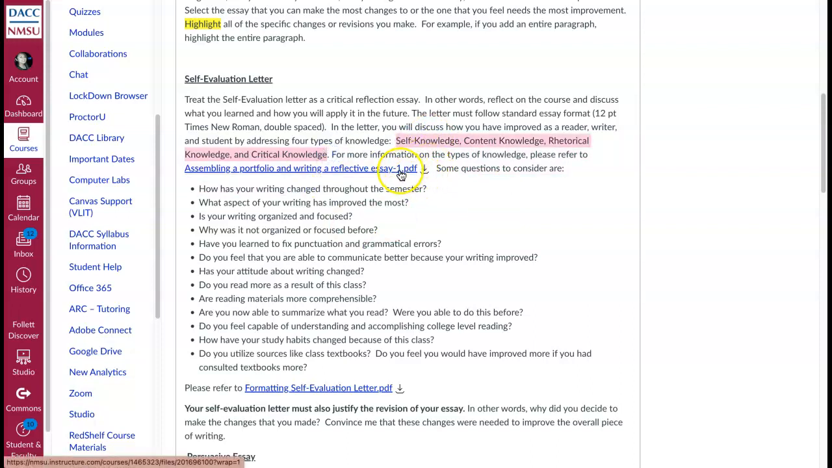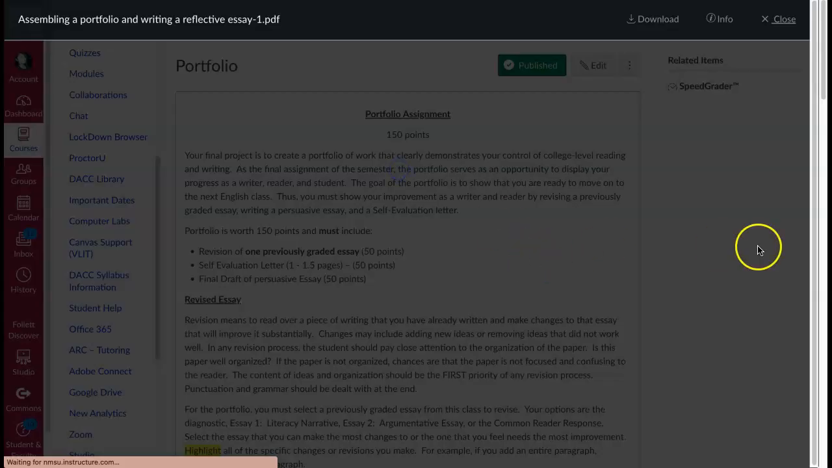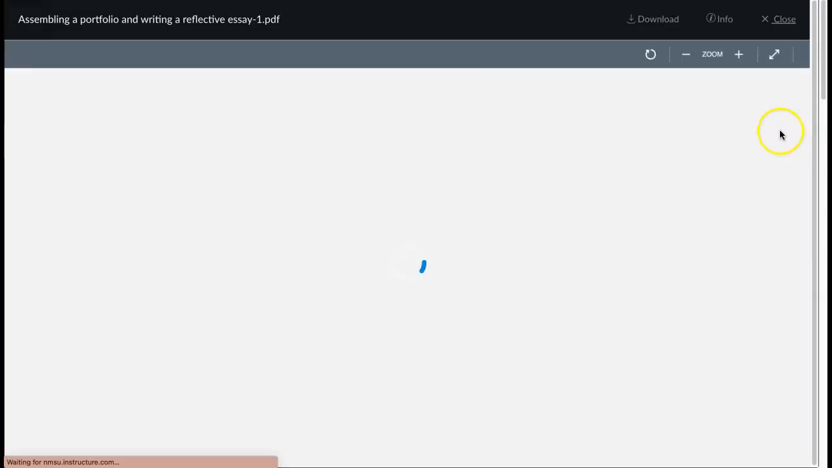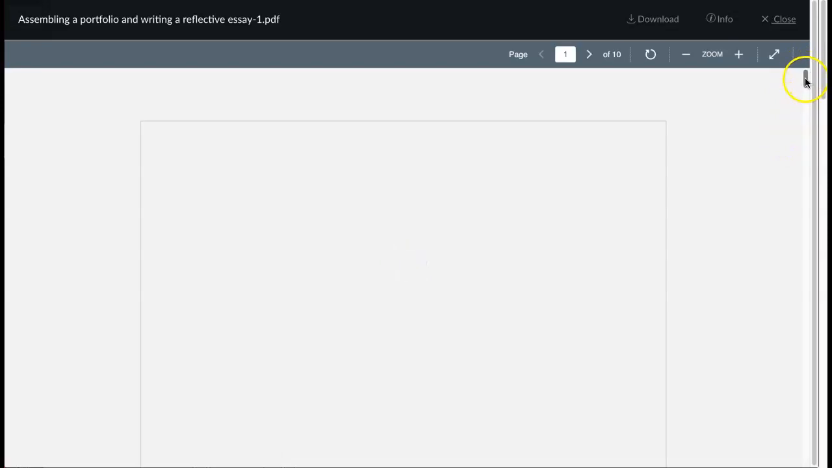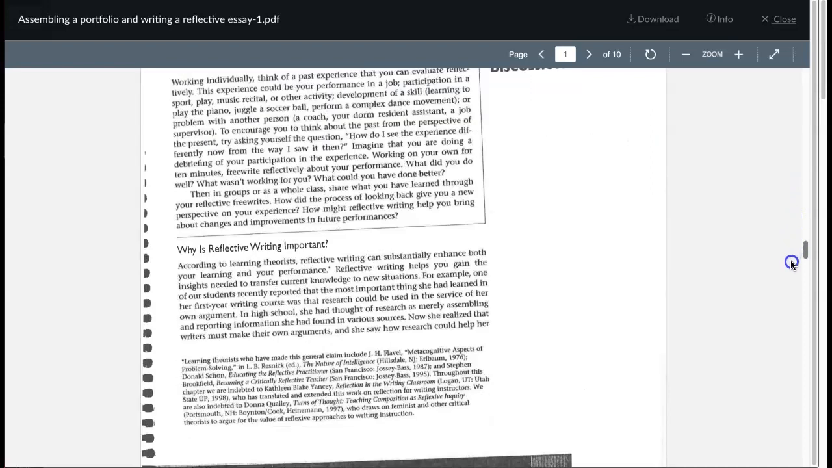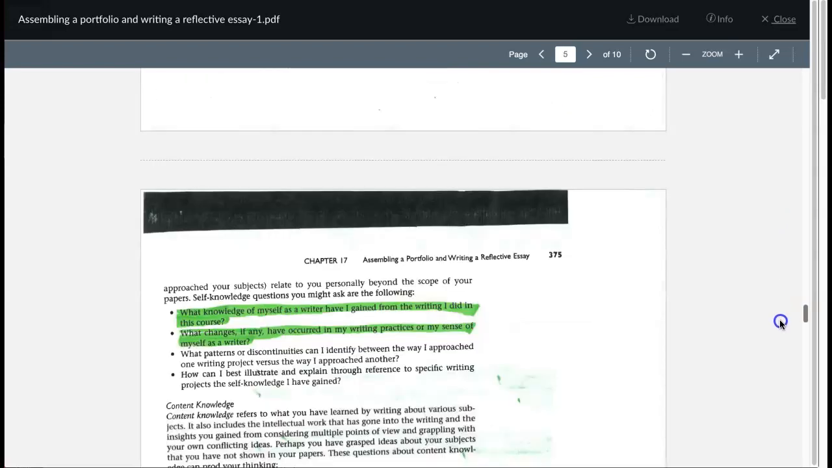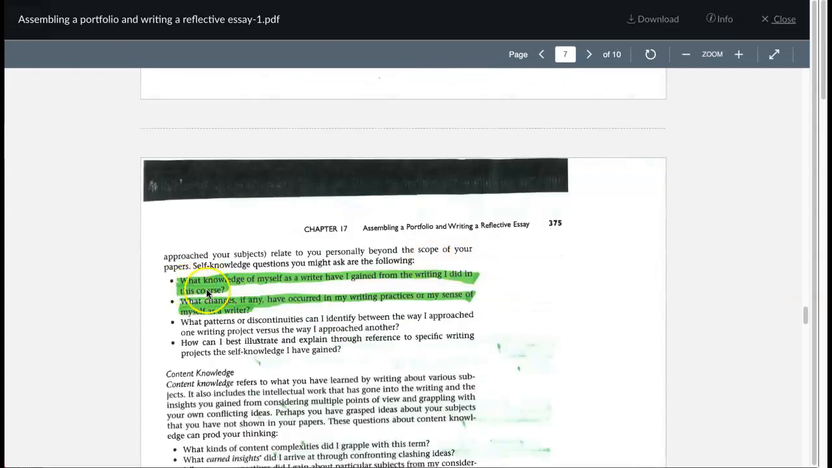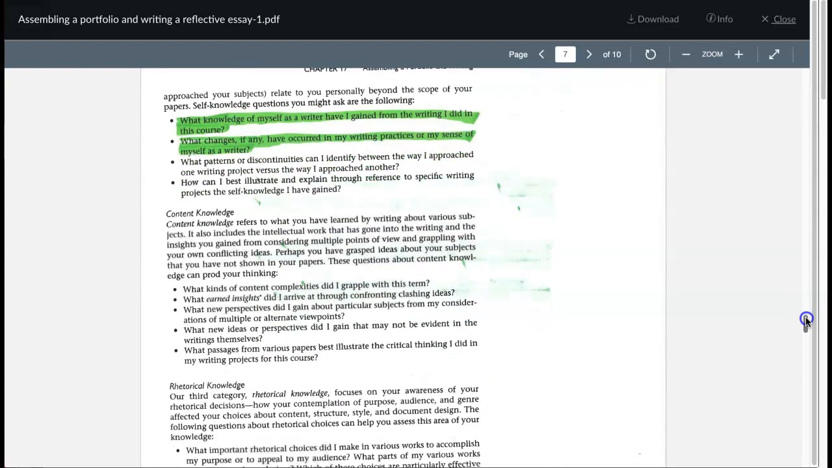And like I said earlier, for more information, go ahead and read this chapter. It's a file, so you can go ahead and learn about these a little bit more in detail. This right here has some questions that I highlighted that you can go ahead and incorporate in your letter. Now, of course, you don't have to answer all of these questions, but these are questions that you should strongly consider. For example, for self-knowledge, I highlighted these two questions because I think that they could be important and maybe you should address them in your self-knowledge.